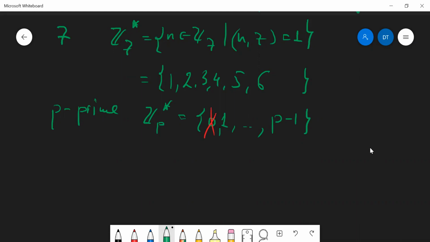Now I claim that Z7 star is a group. This is with multiplication modulo 7. For any two elements A and B here, A times B means A times B mod 7. So it first multiplies and then takes modulo 7. Is it clear that this set with this operation is a group, or should I explain this?